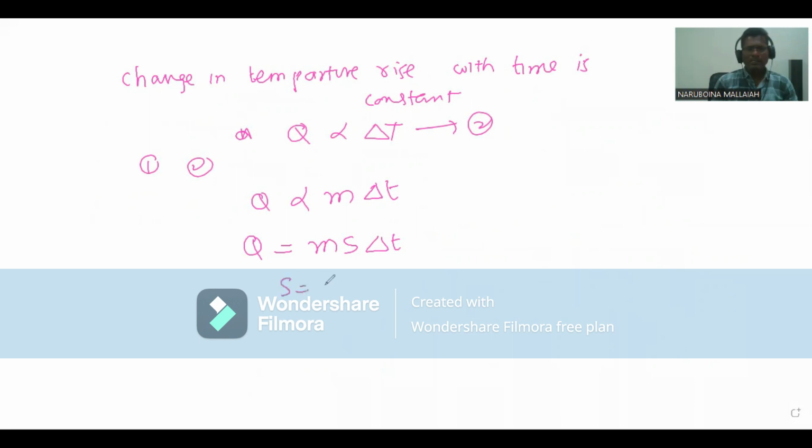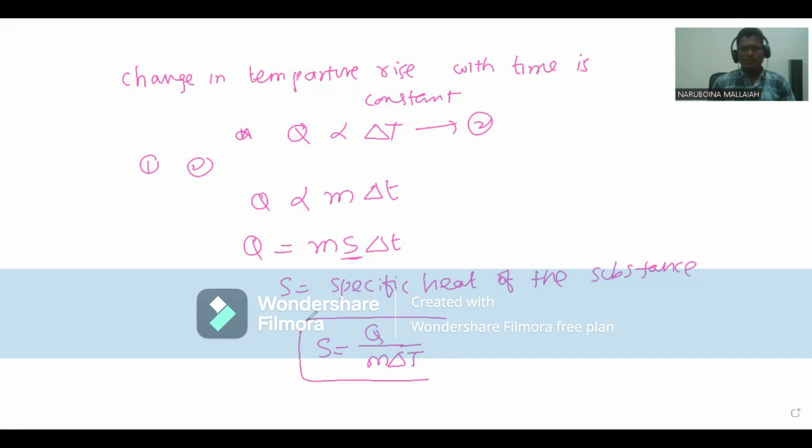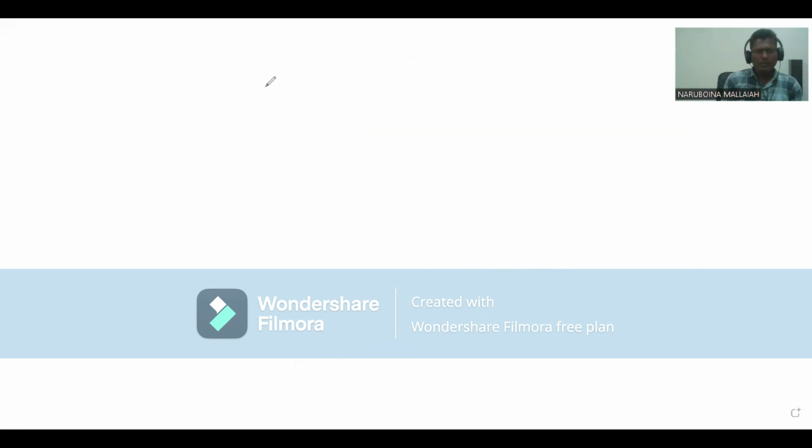Here S is the specific heat of the substance. For S, I am writing the equation S is equal to Q by m delta T. From this equation, we get the units for specific heat. See, Q means here the heat absorbed by the body.